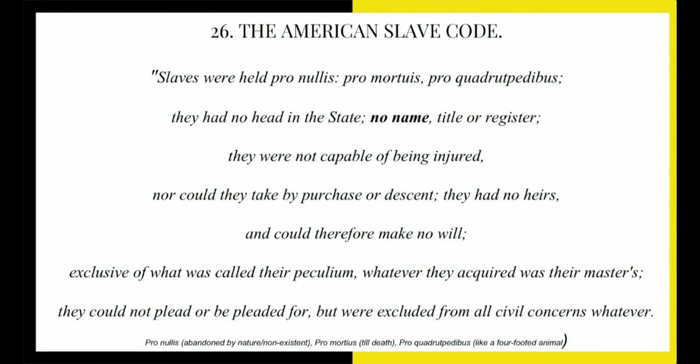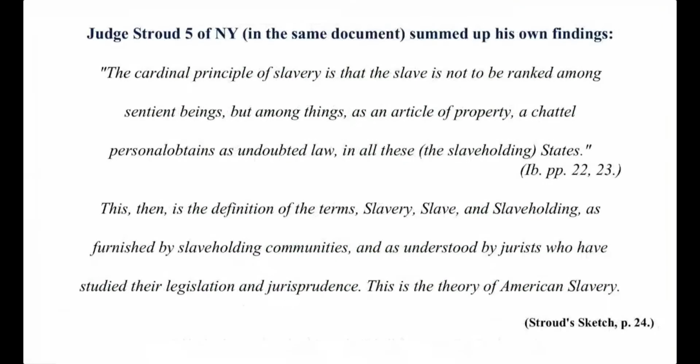William Goodell. I think he was presenting to Congress a summation of what all the slave codes in the American South at the time were basically representing. Judge Stroud made a ruling on it, in the same document, and he also summed it up: the cardinal principle of slavery is that the slave is not to be ranked among sentient beings, but among things, as an article of property, a chattel personal, obtains as undoubted law.